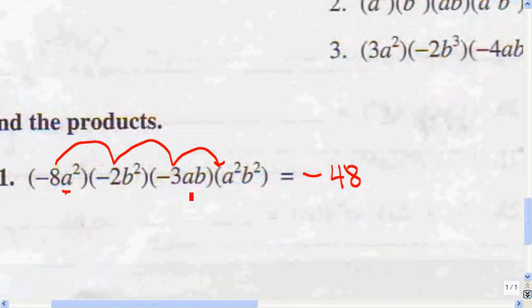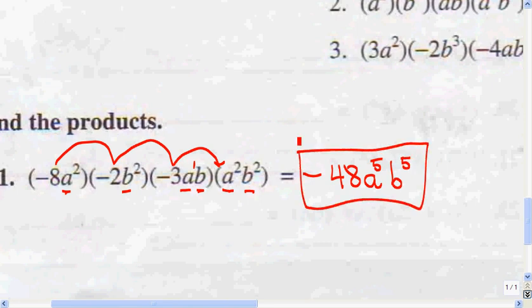Okay. We're going to do all the a's first. A squared times a to the 1st times a squared. So all we do when we're multiplying variables is add the exponents. So 2 plus 1 is 3 plus 2 is 5. So a to the 5th. Then we do the next letter, which is b. B squared times b to the 1st times b squared equals b to the 5th. That's our answer. See how easy that was? If you do it in the steps that I teach you, it'll be easy. First do the sign, then do the numbers, then do the variables. Remember, the variables are the letters.